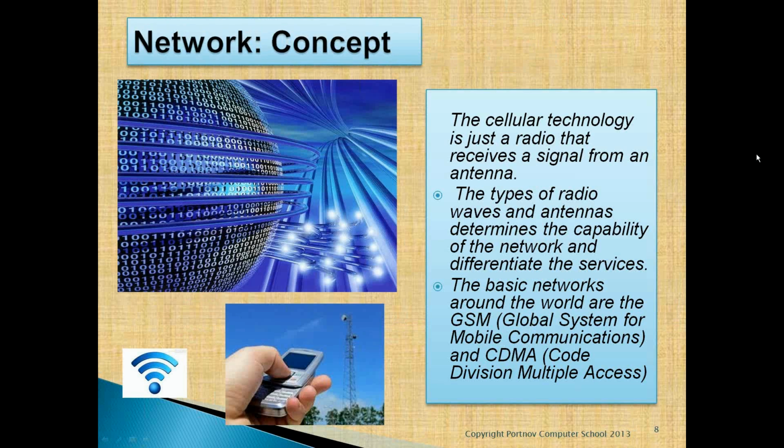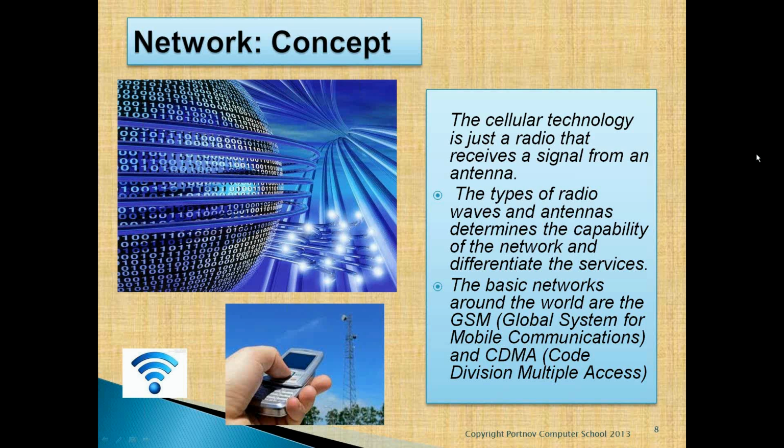I'm not really deeply technical, and I try to explain this always in my own words, so then everybody can understand what it is and why we need it. So, actually, cellular technology is just a radio that receives a signal from an antenna. And the types of radio waves and antennas determine the capability of the network and differentiate the services.